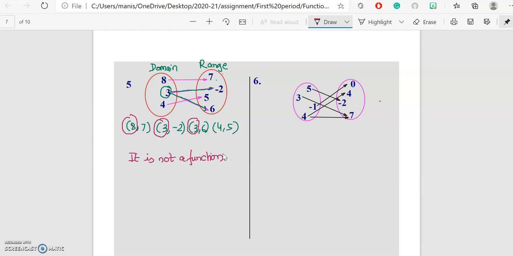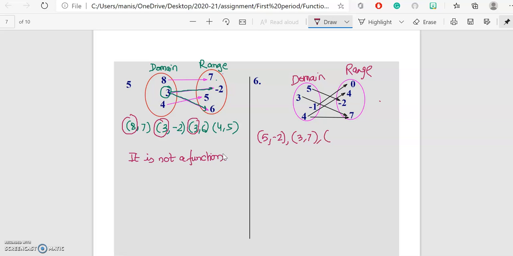Now let's look at this question over here. So if we are looking at domain values, 5 is paired with -2, 3 is paired with 1, 3 is paired with 7, and 4 is paired with 4, and 4 is paired with 7 also. Now remember, look at the x values. Let's try to write it down in the form of ordered pair. So it will be 5, -2. Then we are having 3, 7.